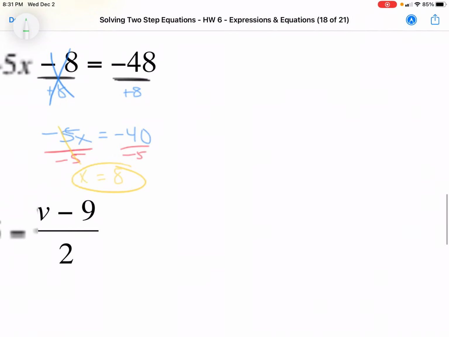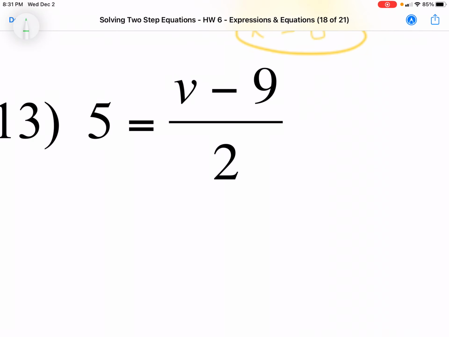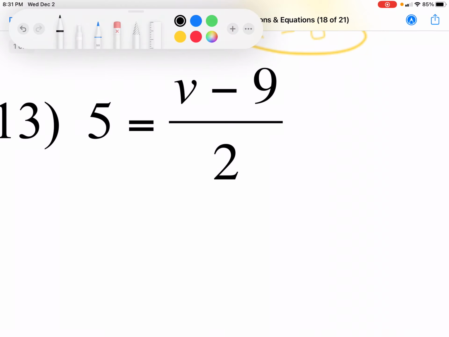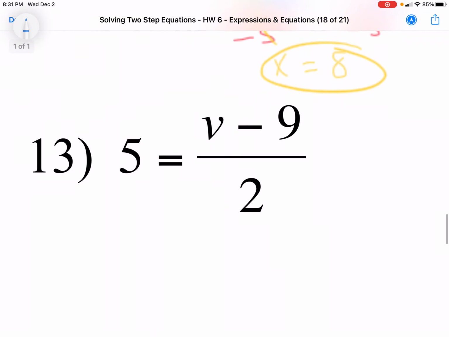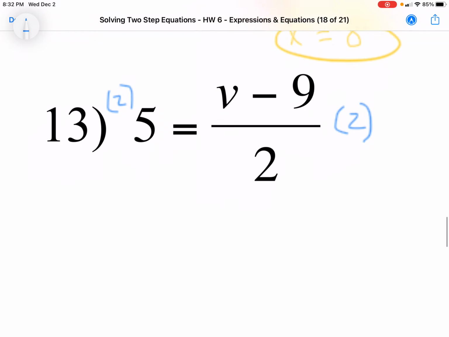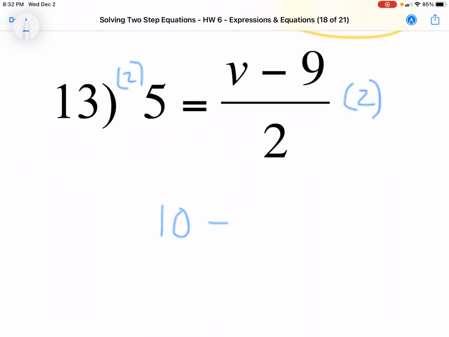Number 13. Uh-oh, I bet a lot of you struggled with this one. Well, it's really not that complicated. Yes, it looks that way. V over 9, minus, divided by 2. So all we do to get rid of the fraction looking thing there is to multiply by the bottom number, which is 2. That's all we do. So that becomes 10 equals, 5 times 2 is 10. Those cancel, and I'm left with v minus 9.